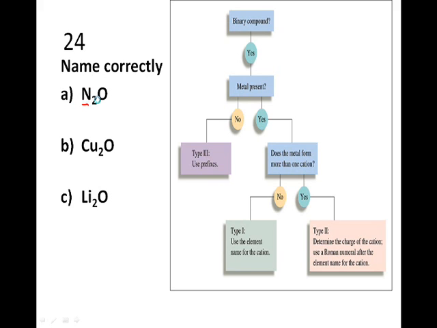Well, all of these are binary compounds. They only have two elements. Is there a metal present? Well, in this particular case, there is no metal present. And so this is when we use the prefixes. So this would be dinitrogen monoxide. Here, we see a metal is present.